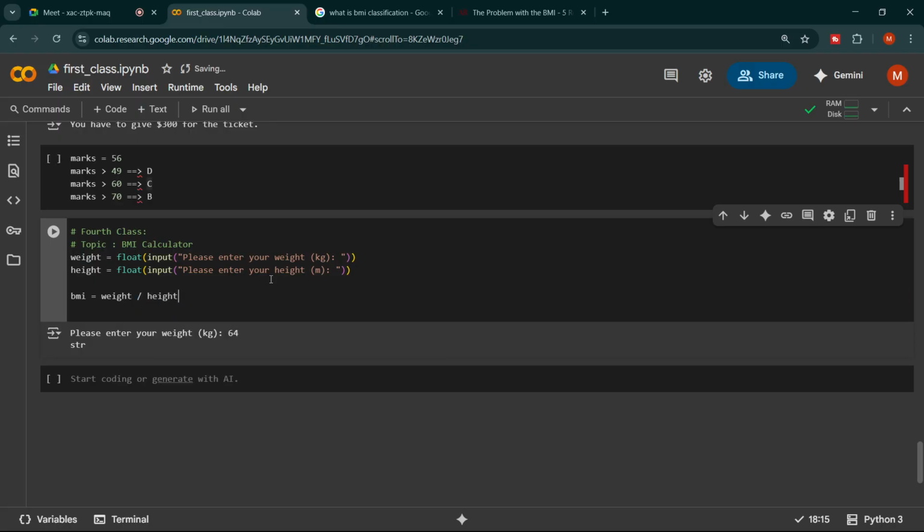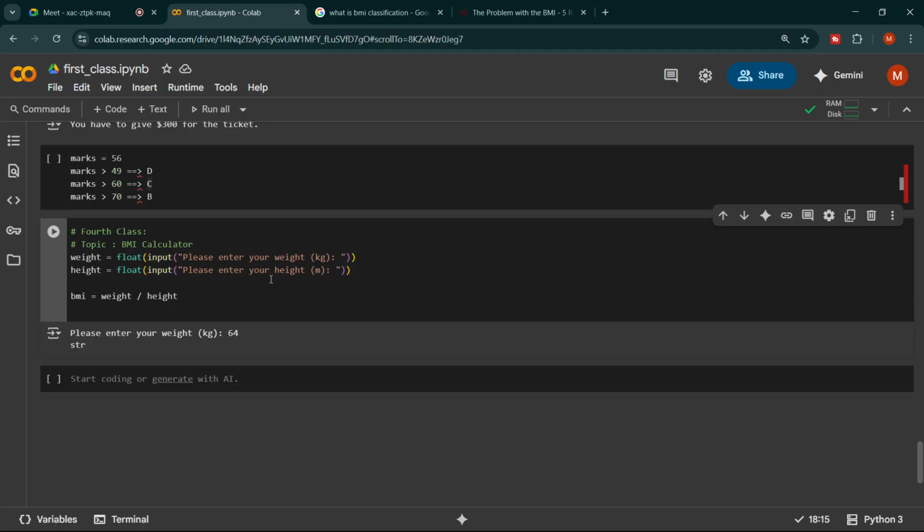Similarly, like we wrote weight here, we can also write height, because height contains the height of a person. And now the formula says that height is squared.